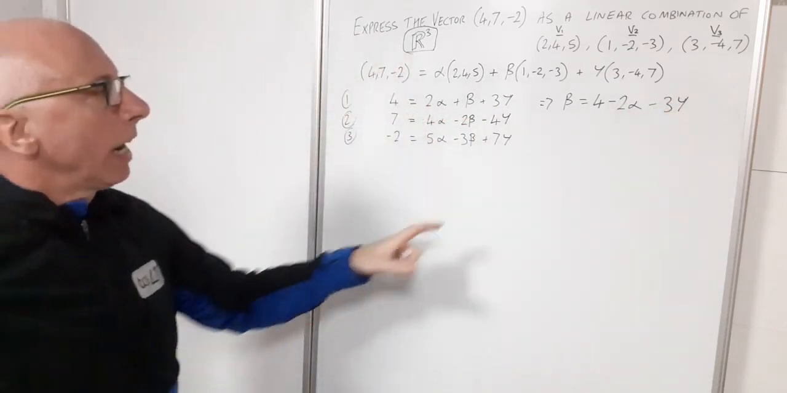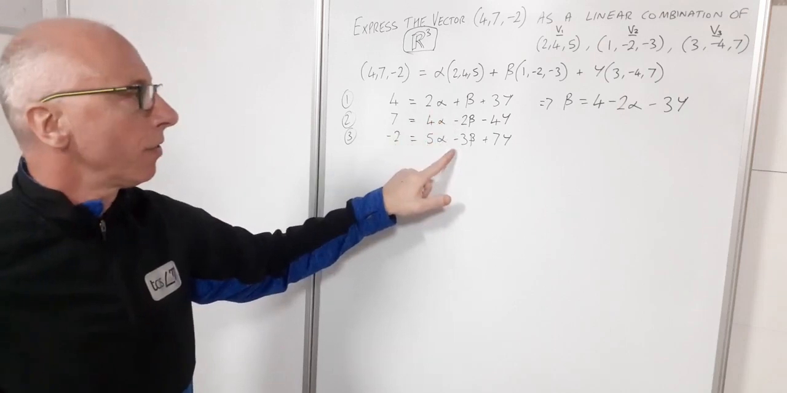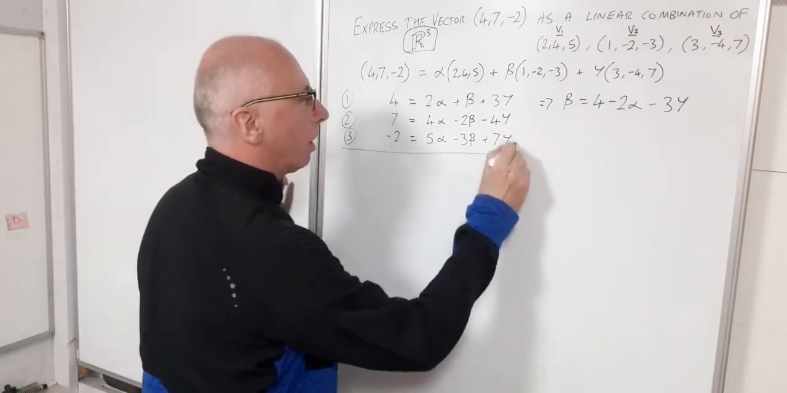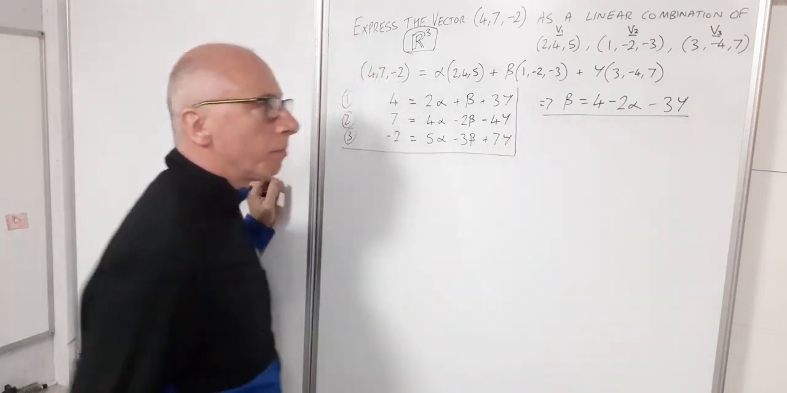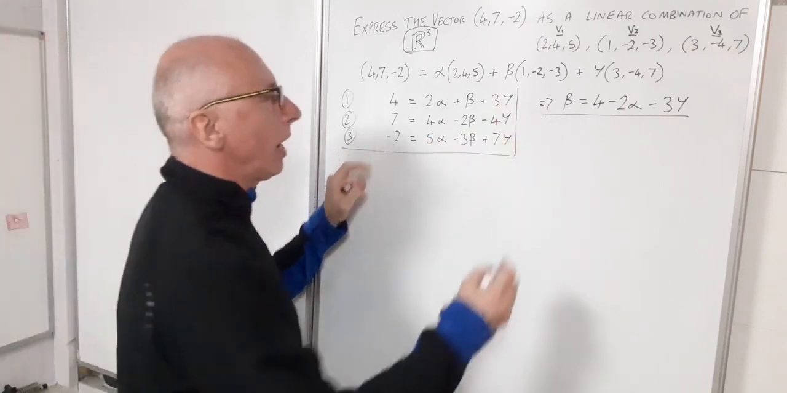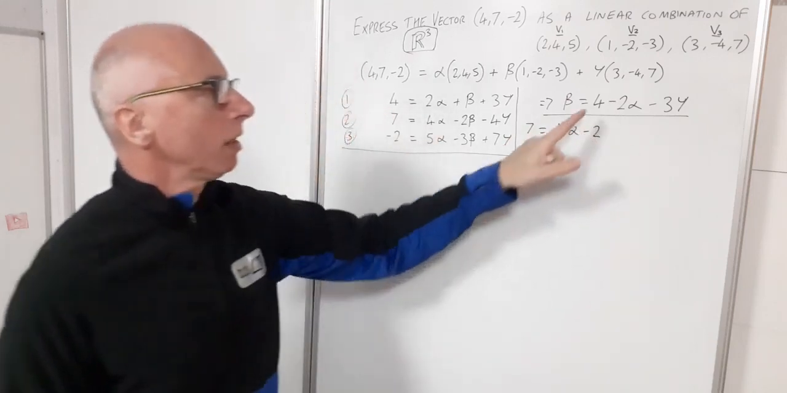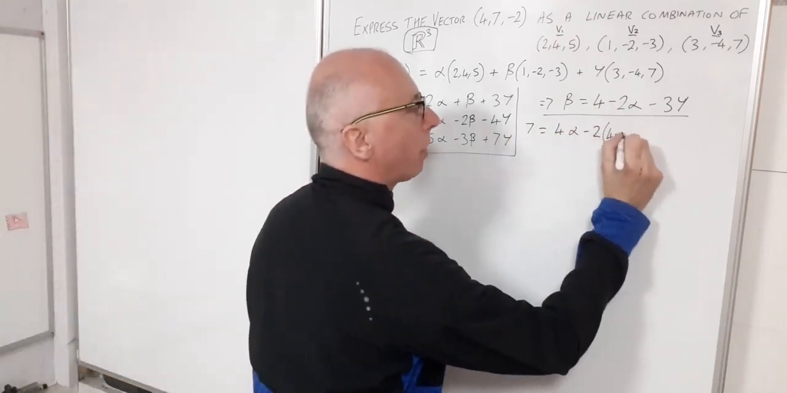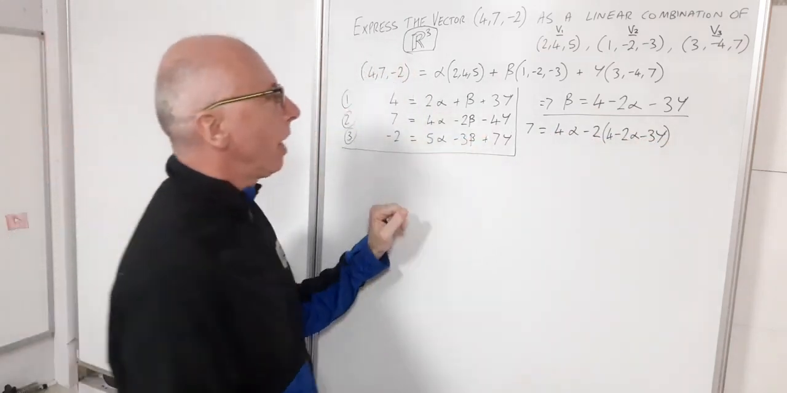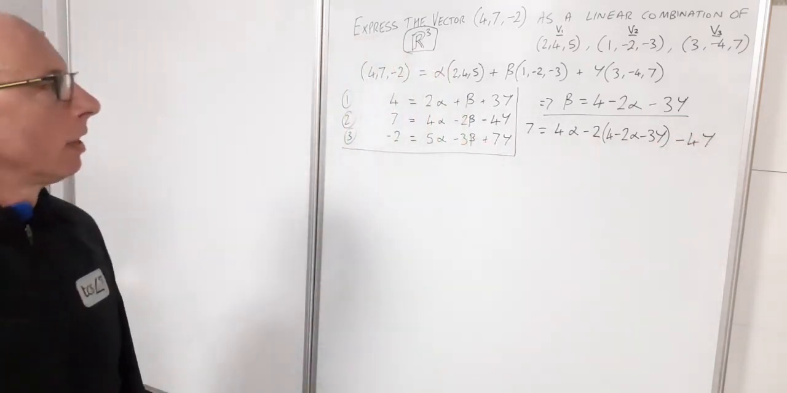Now, as I've got beta from equation 1, I'm going to plug that into equations 2 and 3 and see where that takes me. That's my beta isolated. So now I'll have 7 equals 4 alpha minus 2 times beta, which I know is this, so 4 minus 2 alpha minus 3 gamma, and then, not forgetting, minus 4 gamma, not alpha, 4 gamma.